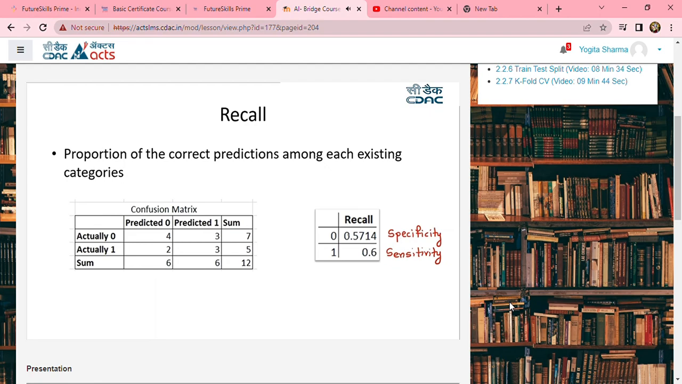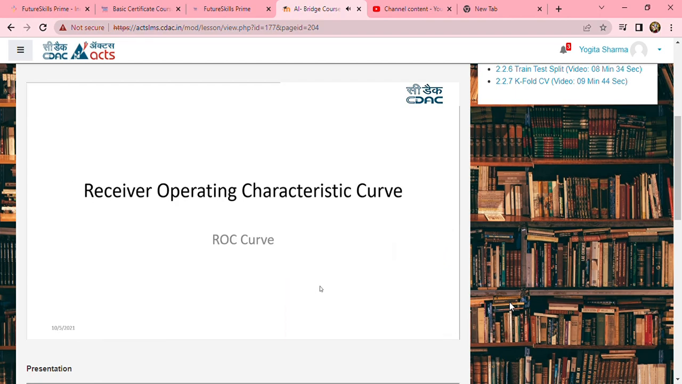Apart from the names like specificity and sensitivity, they are also called true negative rate, TNR, and true positive rate, TPR. You need to know all these terms because some software mention not recall but sensitivity, specificity, or some mention true positive rate or true negative rate. Hence, let us understand what is ROC curve.